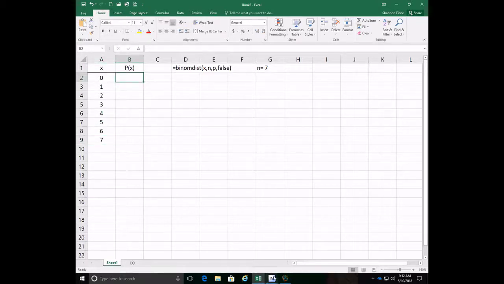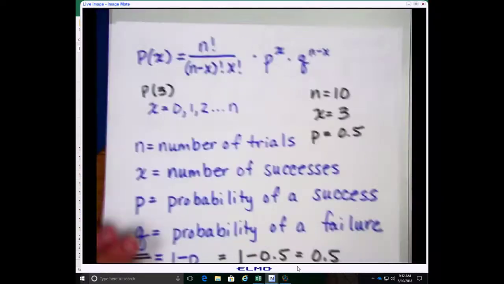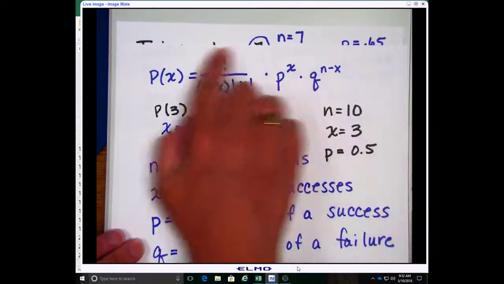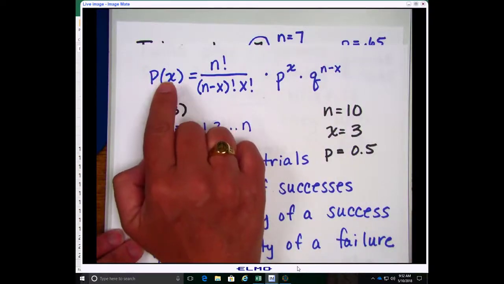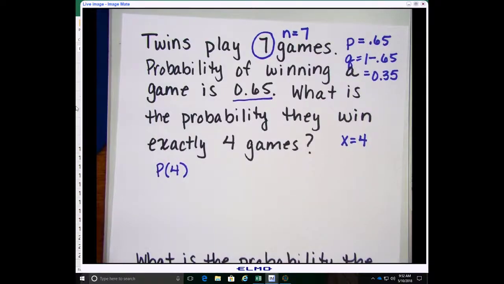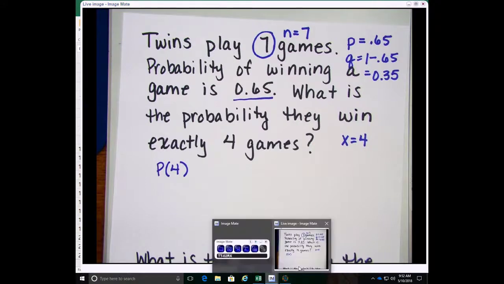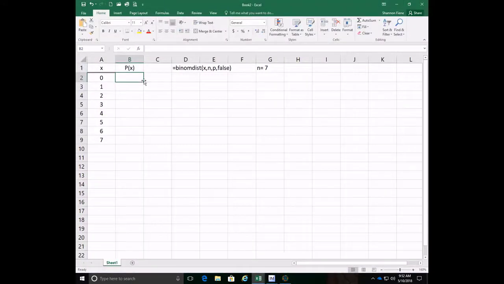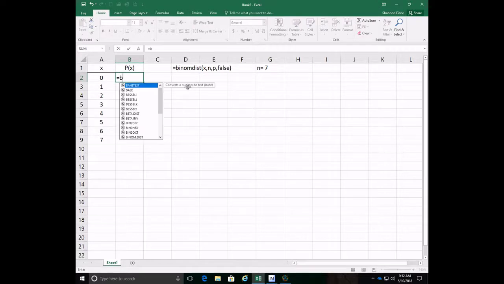In other words, what I'm going to do over here is use this formula and each time calculate 0, then 1, then 2, then 3, then 4, on up to 7. Instead of having to do that by hand, I'm going to do it in Excel. Excel has a built-in function, and I've got it written out over here. It's called BinomDist, open parentheses. And now you put in your number of successes.